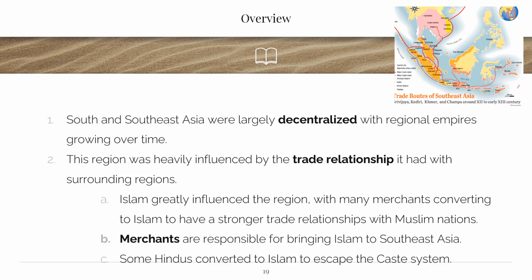Some Hindus did convert to Islam. The major reason why was to escape the caste system. This was really the biggest draw. So if you were a lower caste individual and you had the opportunity to convert to Islam, that was your out.